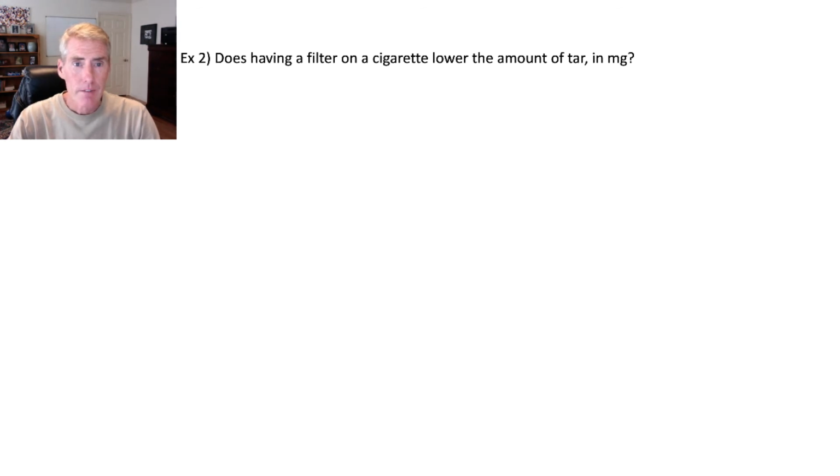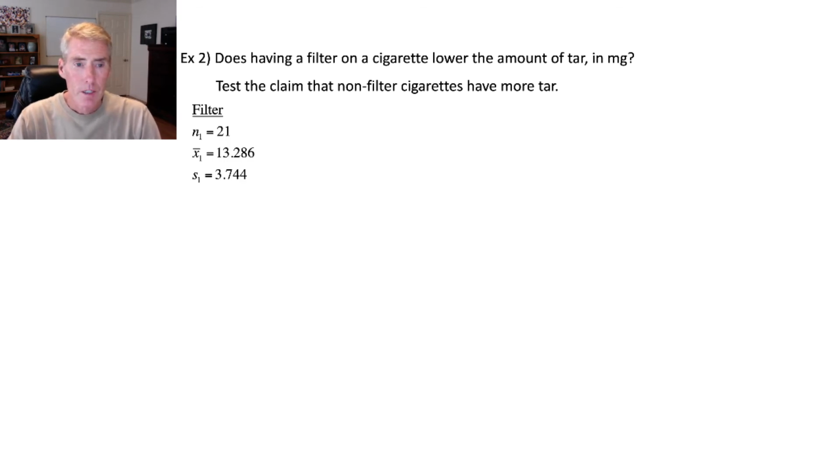Next, does having a filter on a cigarette lower the amount of tar? So test the claim that non-filtered cigarettes have more tar. So with filtered cigarettes, the test was done on 21 cigarettes. The average amount of tar was 13.2 milligrams, and here's the standard deviation. For a non-filtered cigarette, they tested 18 of them, and the average amount of tar was 24.1 milligrams, and here's the standard deviation.